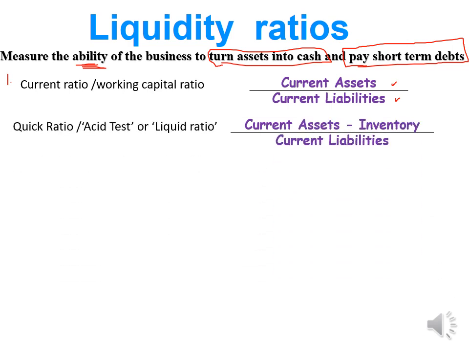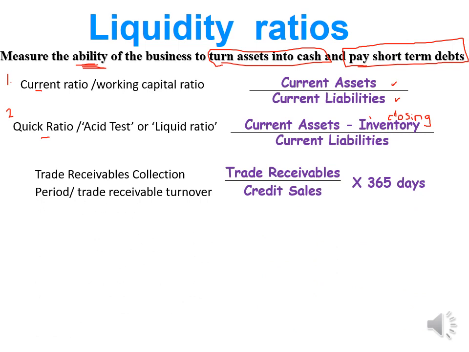Second one, quick ratio. Current assets minus inventory. This inventory is actually closing inventory. We are talking about closing inventory, over the current liabilities. If you compare current ratio and quick ratio, the difference is that in a quick ratio, they minus the closing inventory.